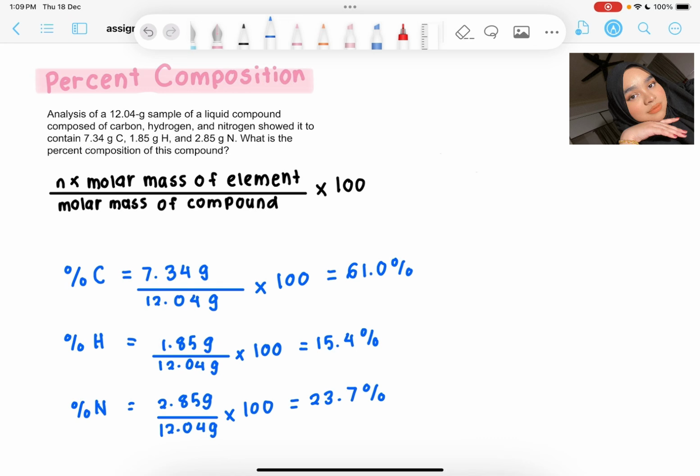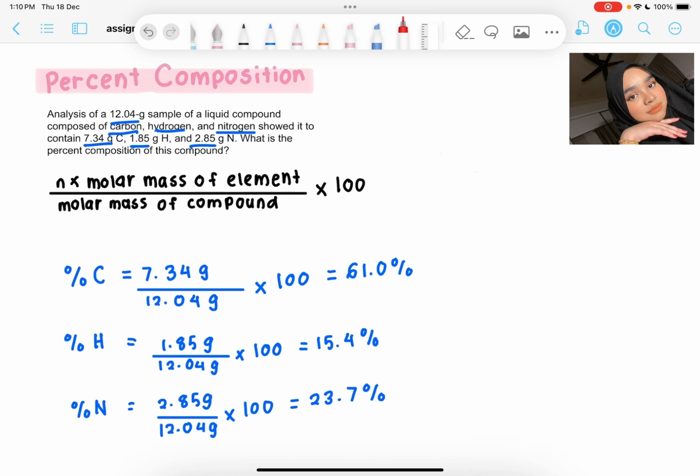Percent composition means the percentage by mass of each element in a compound. In this question, it gives a 12.04 gram sample of liquid compound that contains carbon, hydrogen, and nitrogen. The masses of each element are 7.34 of carbon, 1.85 of hydrogen, and 2.85 of nitrogen. To find percent composition, we use this formula: N times molar mass of element divided by molar mass of compound times 100.